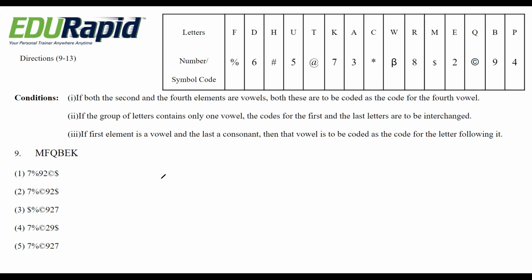Then the codes for the first and the last are to be interchanged. Here the vowel is E, only one vowel is present. For that, the condition is that the first and the last letters' codes are to be interchanged. From the table, M is coded as dollar, and K is coded as, from the table, 7.